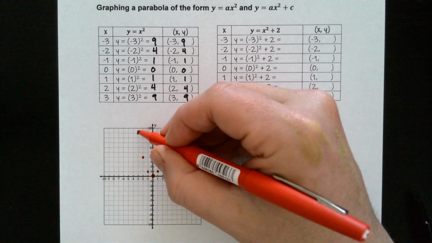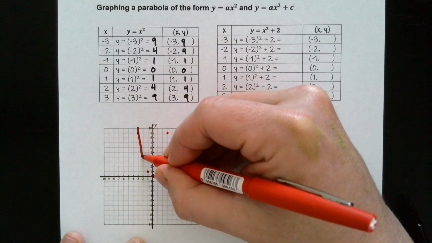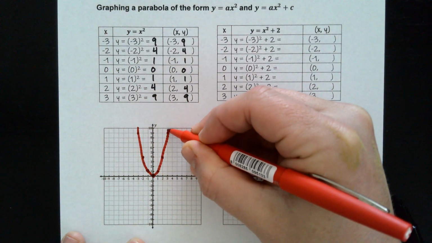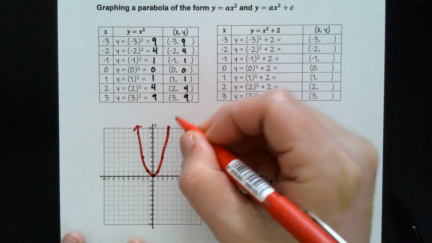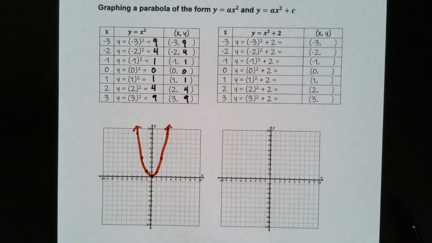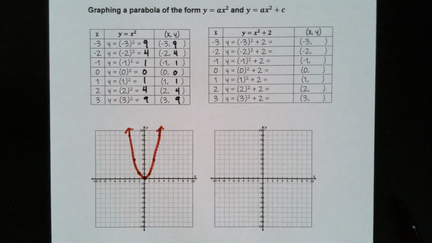So this looks like this. A little bit similar to the way the absolute value looks, except this is a curve instead of a line. So there's that.